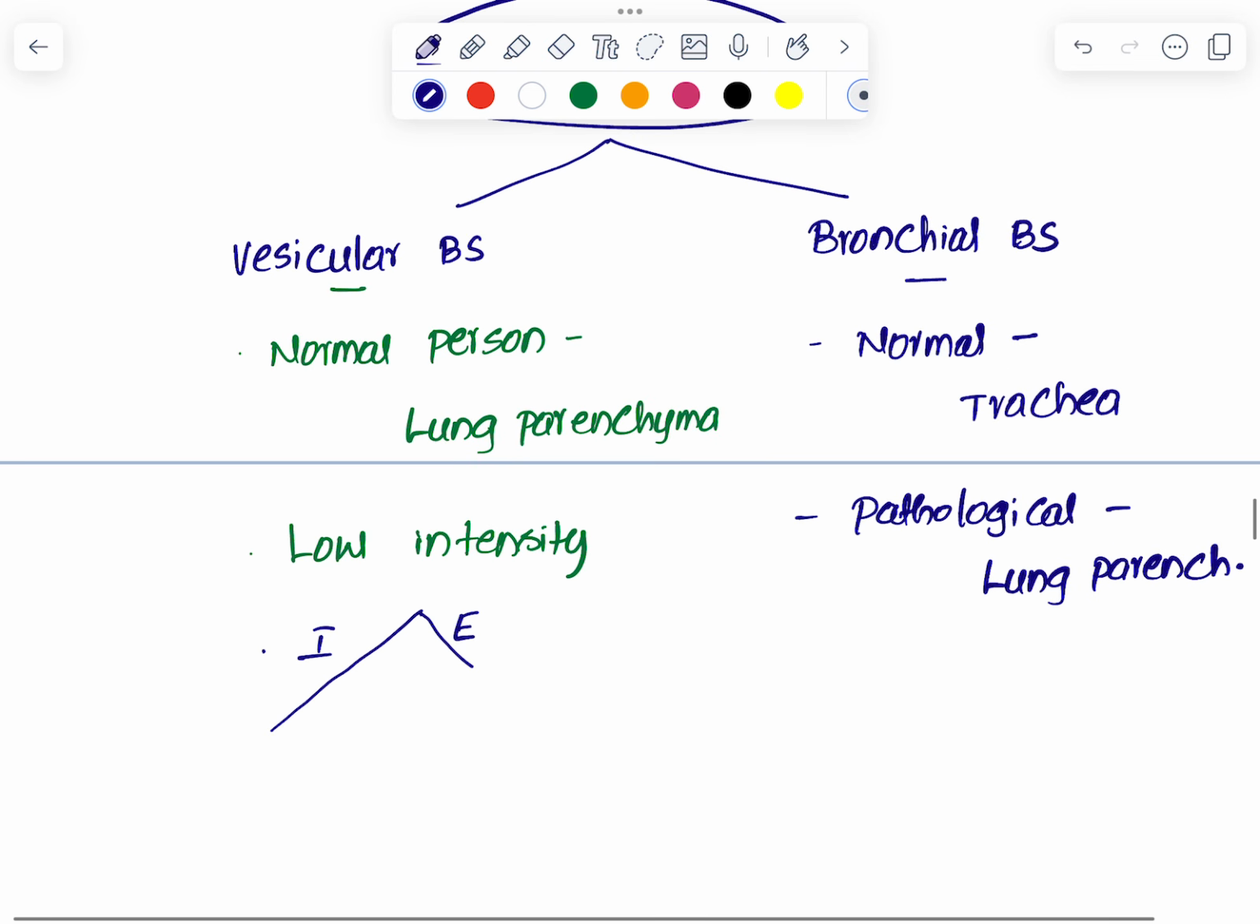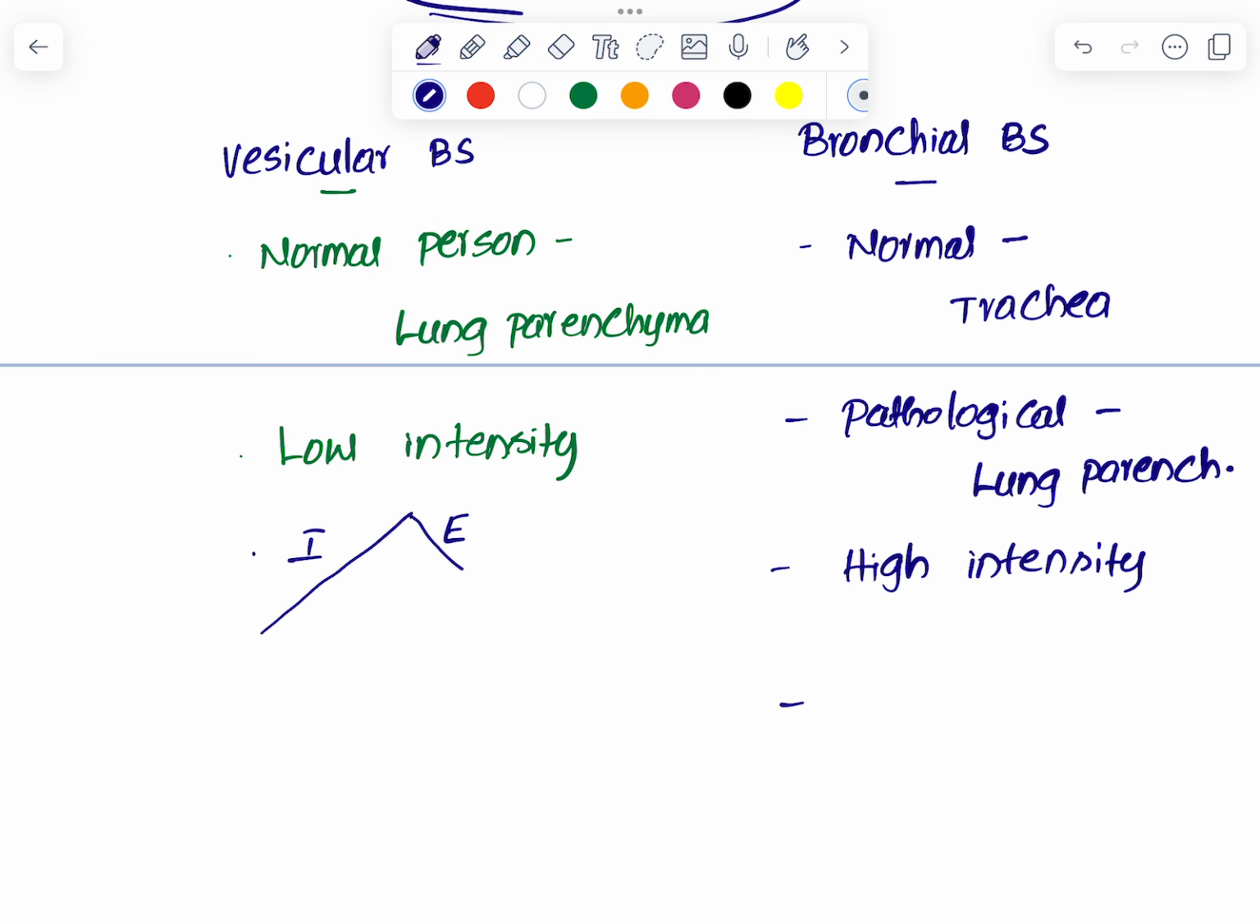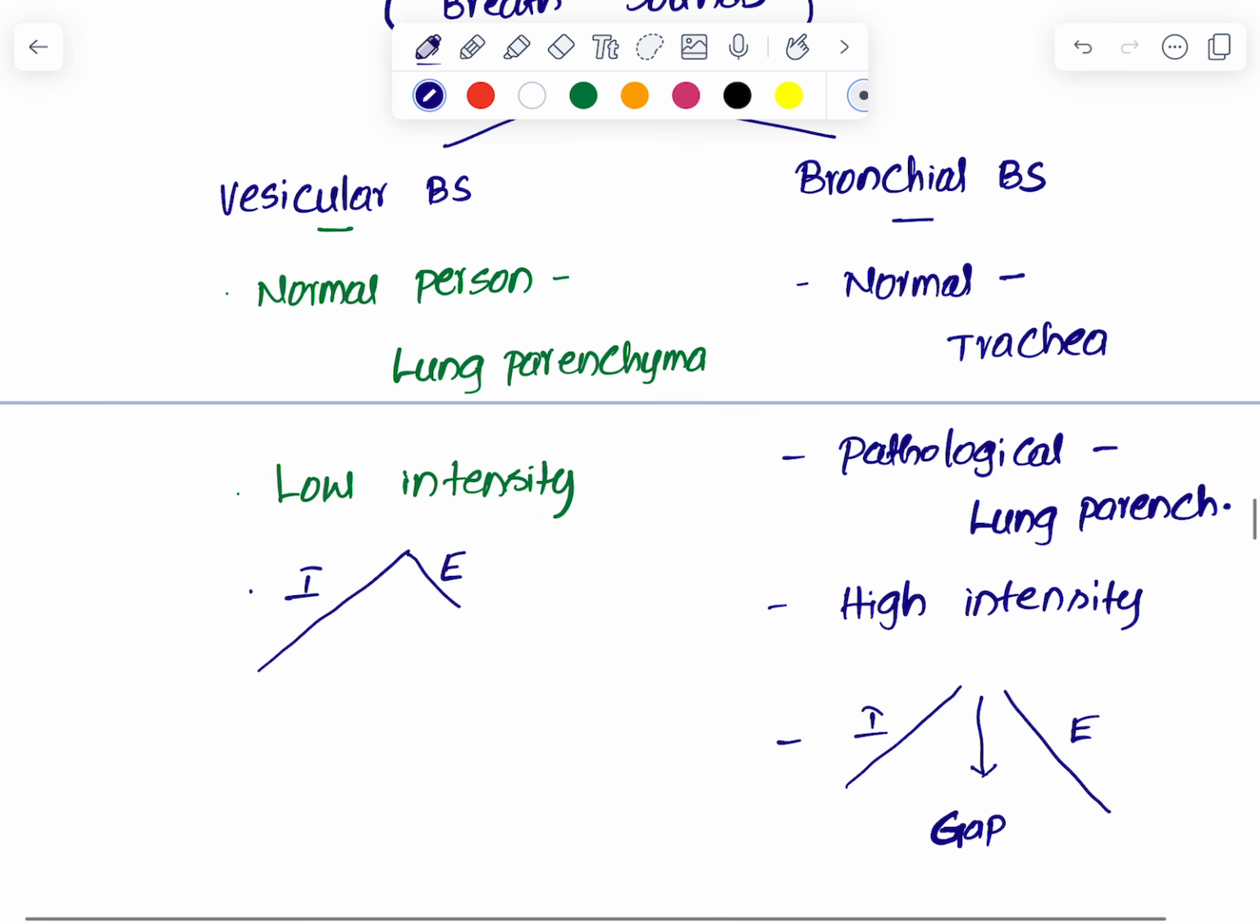The character of these bronchial breath sounds is that they are high intensity sounds when you compare them with vesicular breath sounds. In bronchial breath sounds, the expiration is prolonged. So this is inspiration and this is expiration. Expiration is prolonged, and between inspiration and expiration you have a gap. These are the characteristic features of bronchial breath sounds.